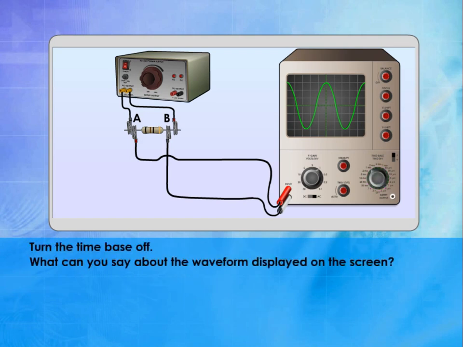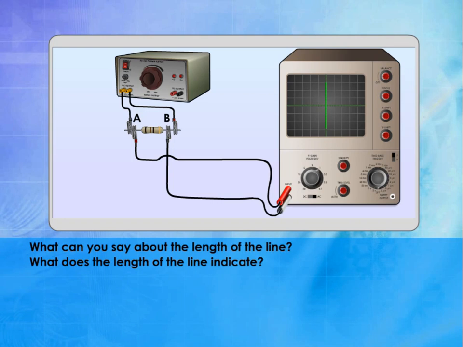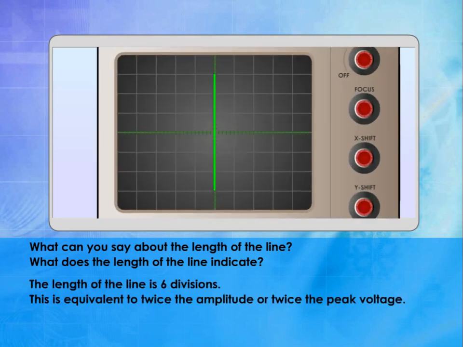Turn the time base off. What can you say about the waveform displayed on the screen? A vertical line is seen on the screen. What can you say about the length of the line? What does the length of the line indicate? The length of the line is 6 divisions. This is equivalent to twice the amplitude or twice the peak voltage.